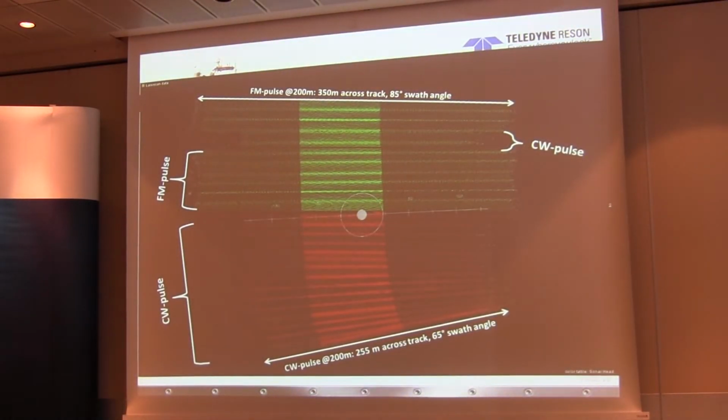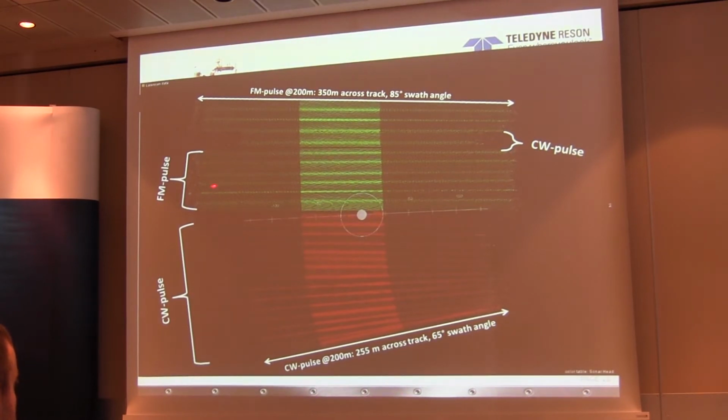This was collected during a survey in the Caspian Sea, and here I'm flipping between the CW and the FM pulse. I'm now in 200 meters of water, using 400 kilohertz. Normally you wouldn't use this frequency at these depths, but this was part of a different trial. My cross-track distance is 225 meters, and that's my effective swath width. There is more data on the sides, but that's not really good data. You wouldn't be using it because that's the limit of your range. So your effective swath width is really 225 meters, and this is using a CW pulse.